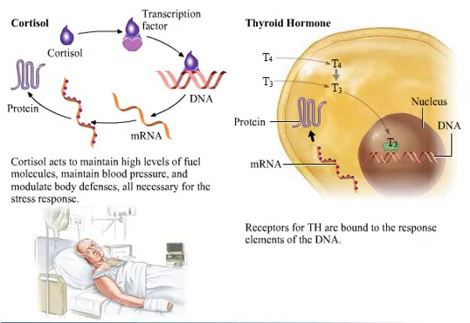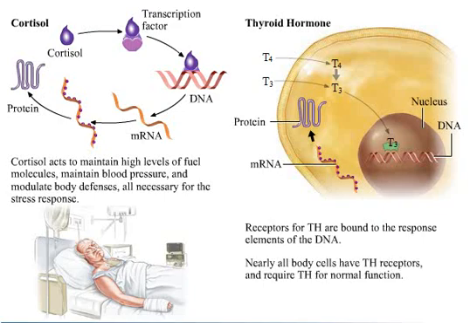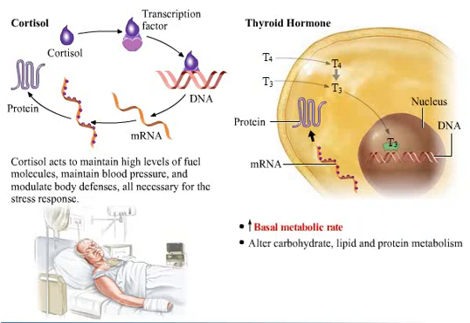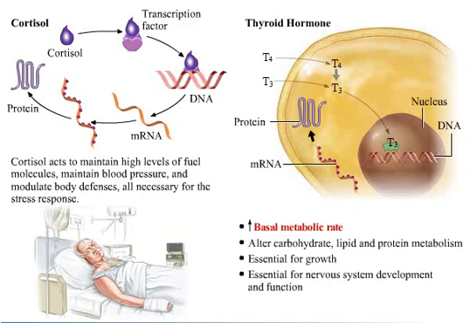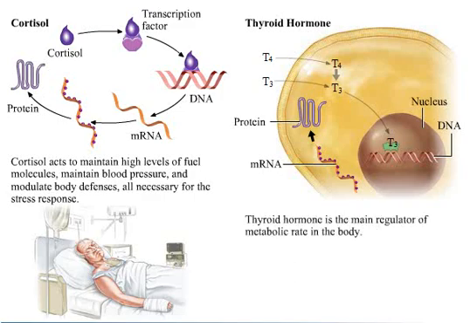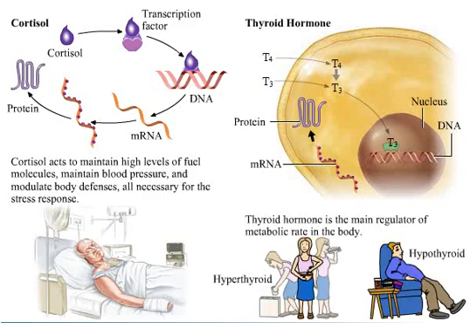Receptors for thyroid hormones are also found in the cytosol and mitochondria, but their function is poorly understood. Nearly all body cells have thyroid hormone receptors and require thyroid hormone for normal function. Some of the many effects of thyroid hormone are listed. Thyroid hormone is the main regulator of metabolic rate in the body.